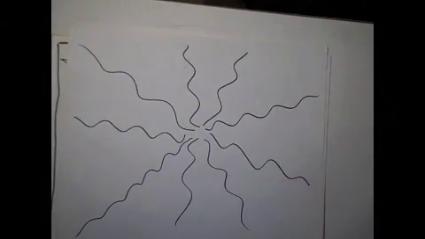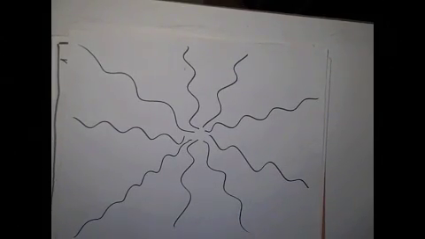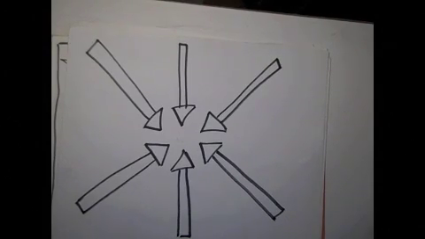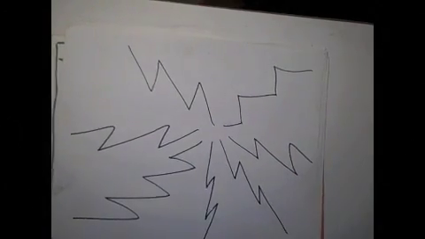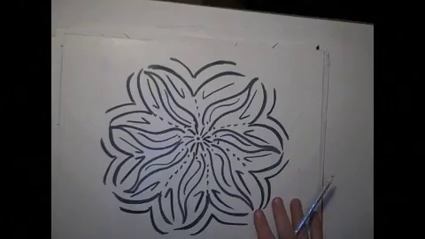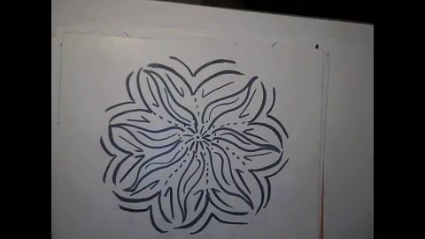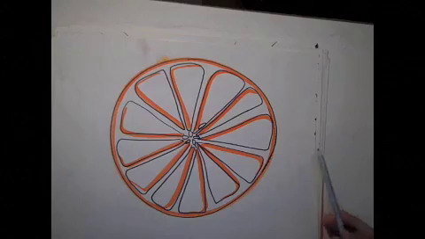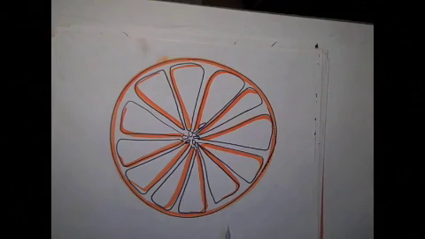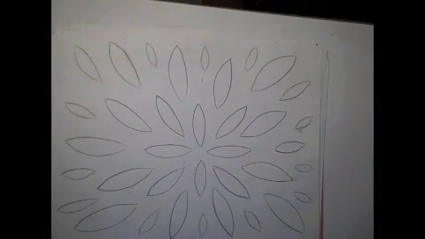Can do radial balance with organic lines. Radial balance with geometric shapes. Radial balance with geometric lines. Short, choppy geometric lines with radial balance. Flowers have radial balance. Citrus fruit, if you cut it the right direction, then it has radial balance because it has all those slices. And this has radial balance.